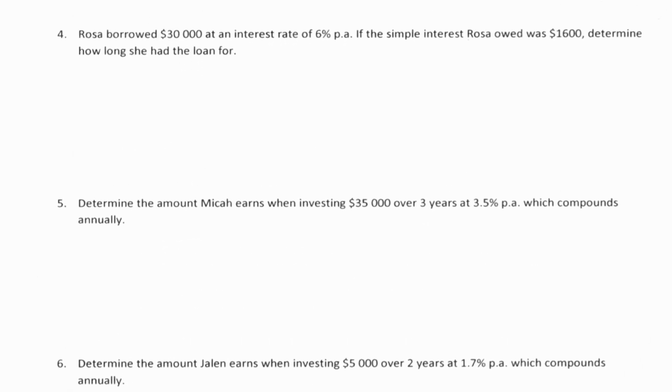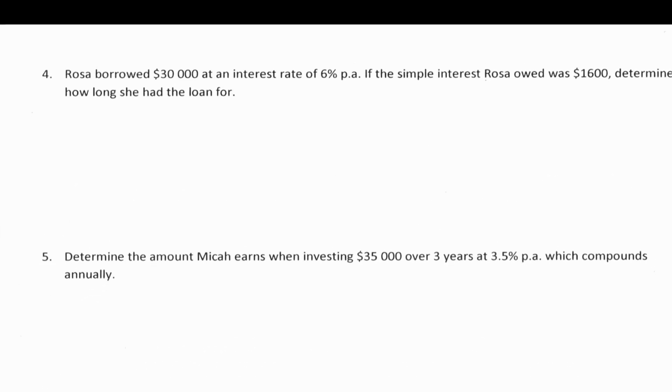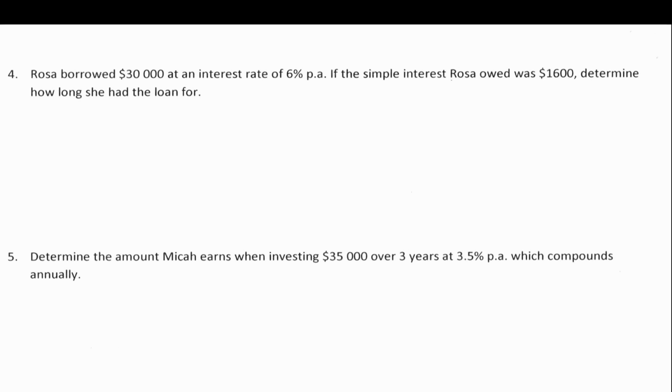All right, moving on to the next question. Rosa borrowed $30,000 at an interest rate of 6%. It says that it's simple interest, so we start by writing I equals PRT, and we start by substituting in the values. We've got $30,000 was borrowed, that's our principal. We've got an interest rate of 6%, that's 6 over 100.